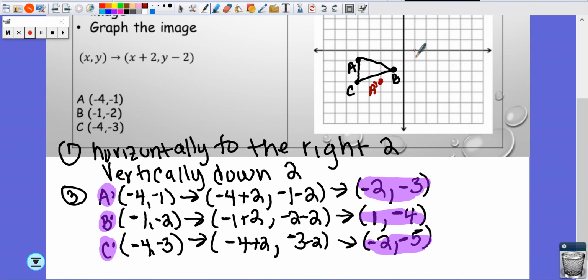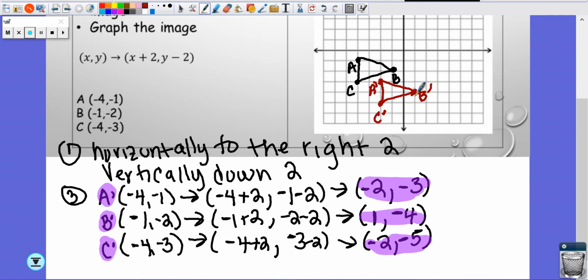And then my B prime should be 1 and -4. So my X is 1, and then 1, 2, 3, 4. That's my B prime, and I'm going to check. I was supposed to go 1, 2, and then down 1, 2. So I'm good. And then my C prime should be -2 and -5. 1, 2, 3, 4, 5. That's my C prime. Let me go check on my C. I was supposed to go to the right 2 and down 2. And I did it. So that one I didn't mess up the math on.